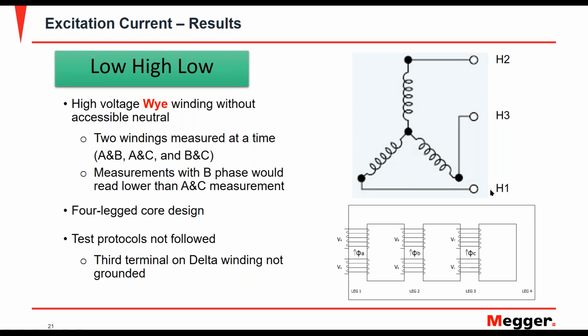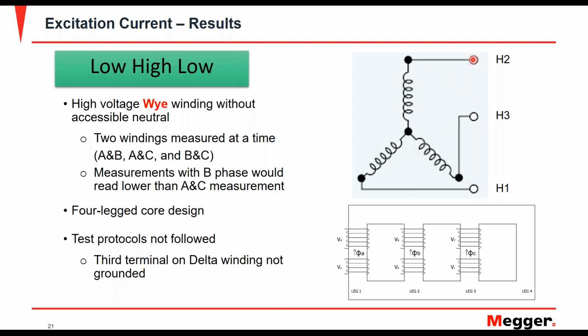What I mean by that is when you're performing excitation current testing, you would be testing from H1 through H2. Then you would be switching from H2 to H3, and then moving on from H3 to H1. How that affects the results is that measurements that have the B phase, or the inner phase, would read lower than the measurements that just have the outer phases. When you're testing from H1 through H2, you're going to have the B phase in this case, so that value is going to be lower.